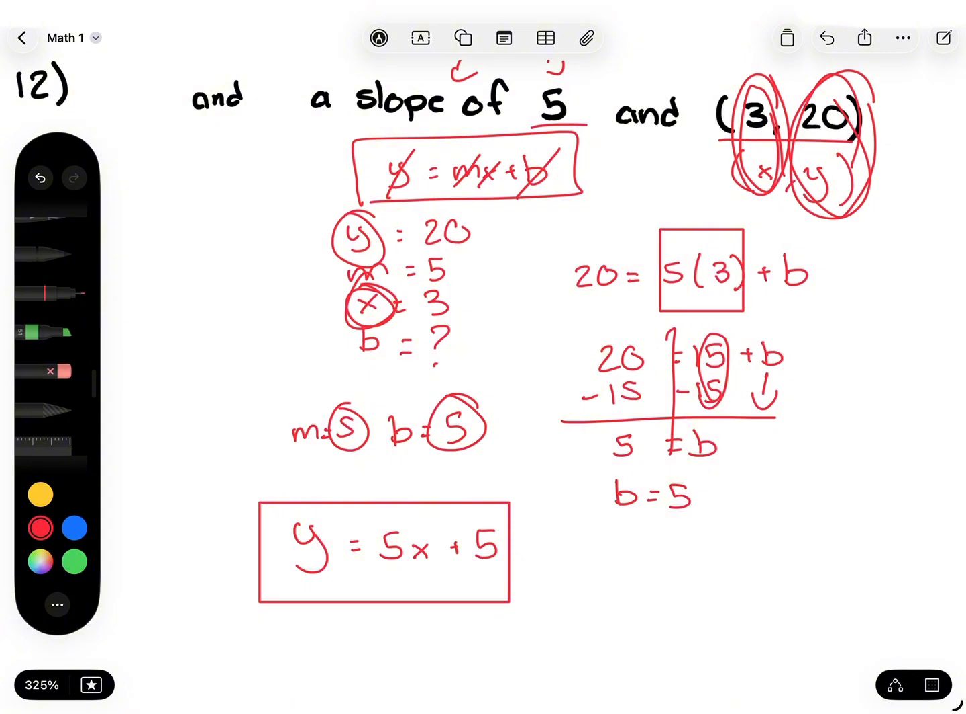Let's say we are trying to find a coordinate 2, question mark. We don't know what question mark is. Well, 5 times 2, because that's x, y is our question mark. 5 times 2 is 10, 10 plus 5 is 15, y is 15. So the coordinate is 2, 15.